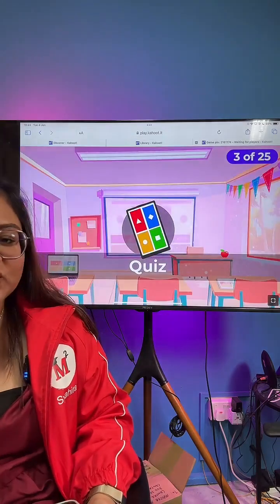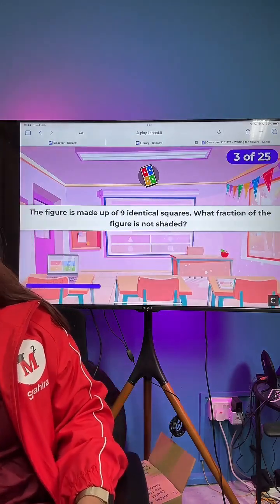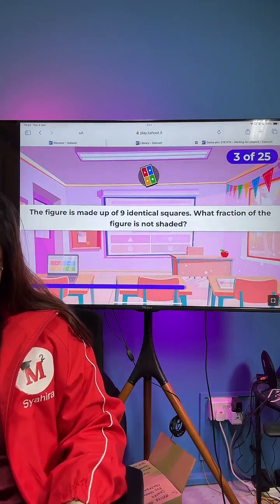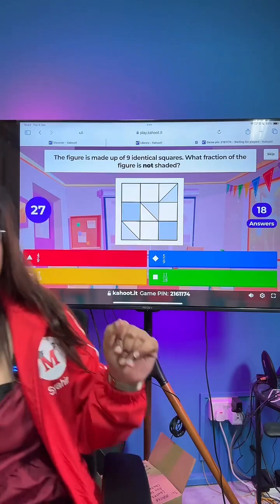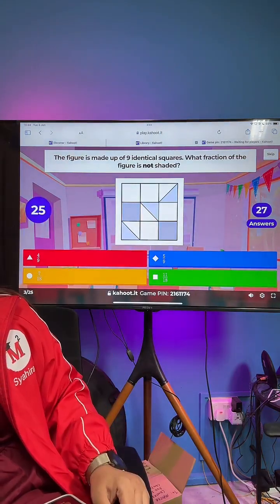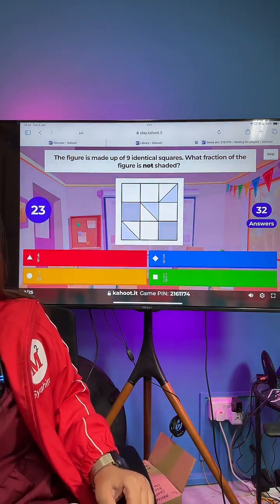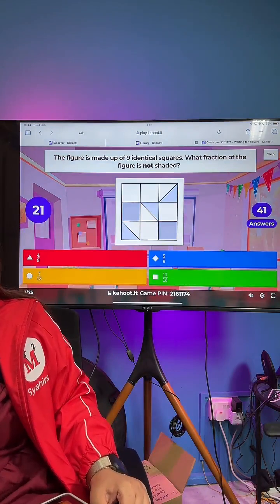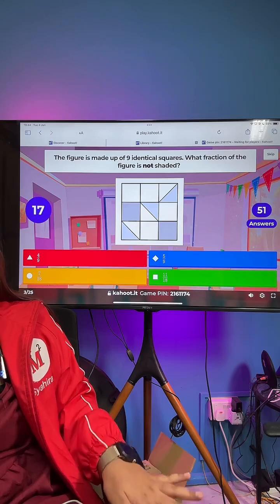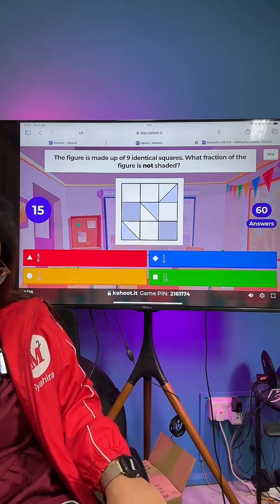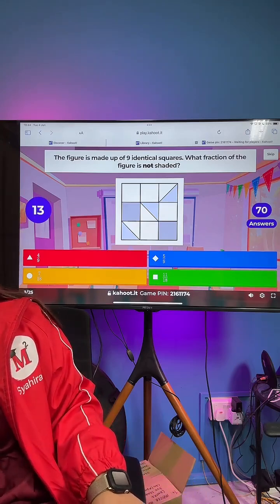Okay, next one. Question number 2. The figure is made up of 9 identical squares. What fraction of the figure is not shaded? Not shaded, huh? For the orange one, it says 7 over 18. Okay, if you can't see, it says 7 over 18. 15 more seconds.